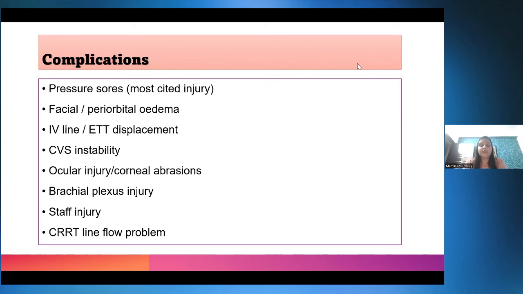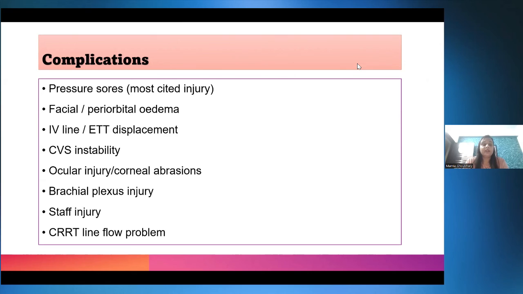The second complication that can happen in this case could be facial or periorbital edema. The reason could be the dependent position of the head and face, which increases venous congestion. Gravity also promotes pooling of fluid, especially during a prolonged prone session, which is exacerbated by fluid overload or inadequate facial padding.